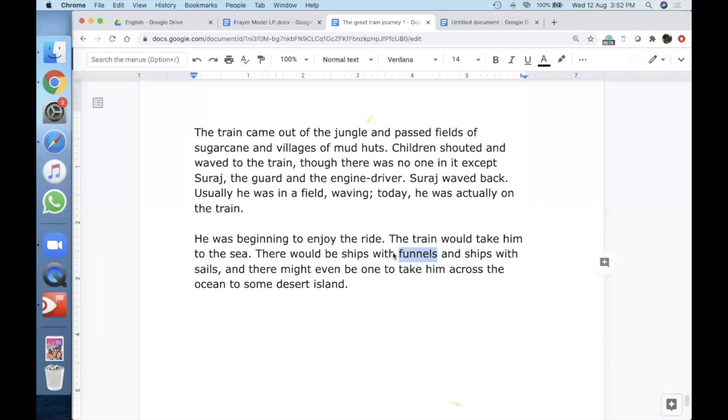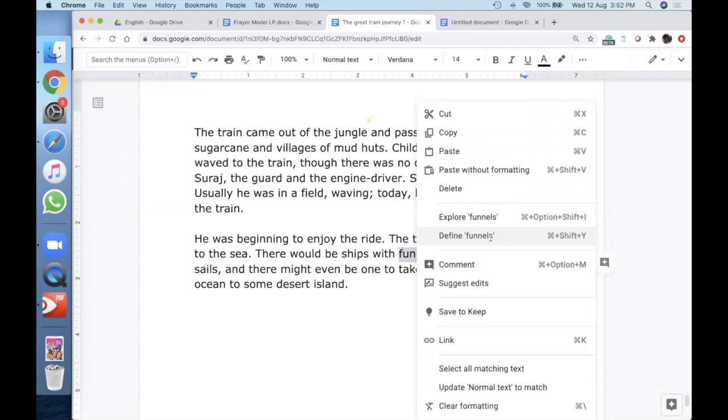So that will be the homework for you. Funnel is one of the words that a lot of us don't know the meaning of. So we can use the Freyer's model to understand what is the meaning of funnel. But I will quickly show you what is the meaning of the funnel.